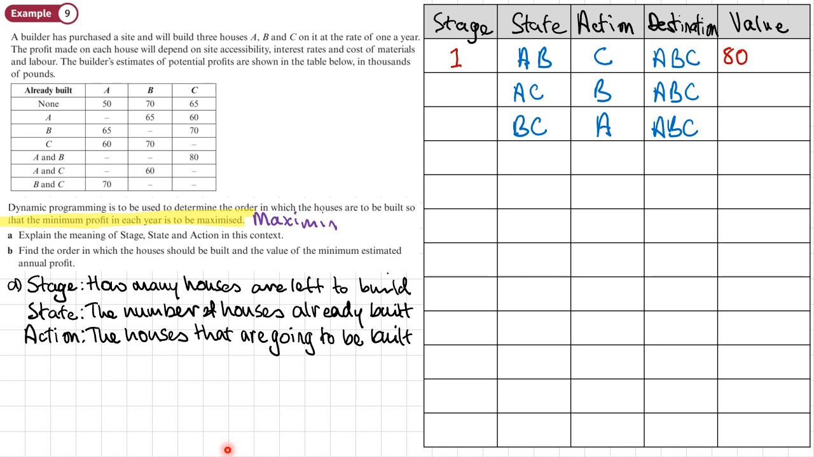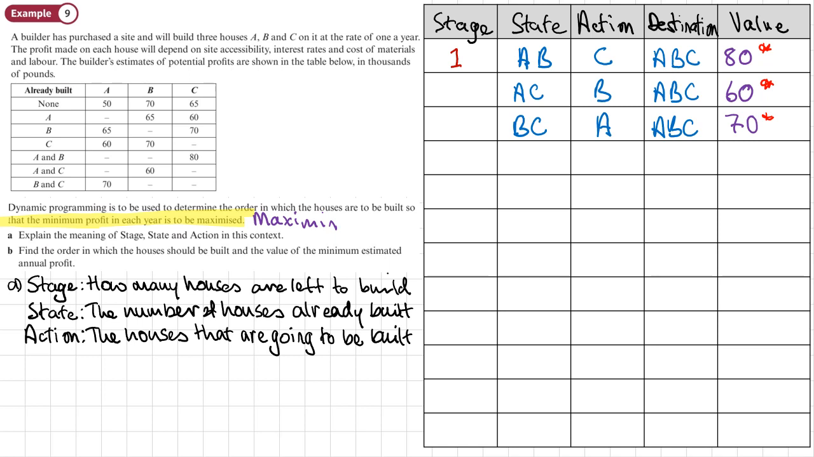And if we've completed houses A and C, and we're going to complete house B, that's going to be 60. Let's keep it consistent with the colours that I've used, 80 and 60. And if I've completed houses B and C, house A, that's going to be 70. So each one of these states only has one option, so they're all going to be the minimums. We're going to be finding the maximum of these minimums.